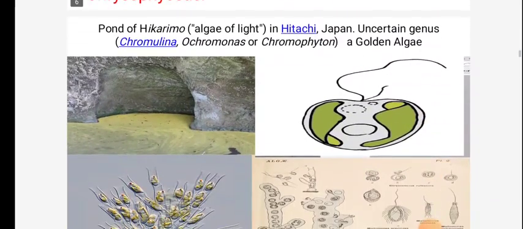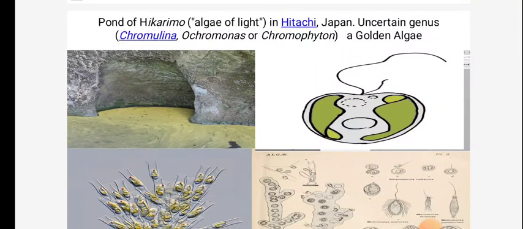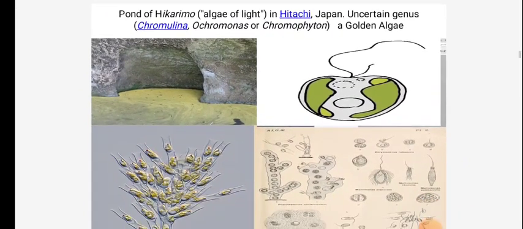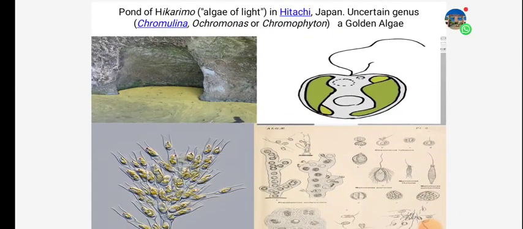Some pond members are there. Hibberdia, algae of the light, is given by the Japanese scientist Hitachi. It is an uncertain genus of Chromulina. Then Ochromonas or Chromophyton is commonly called a golden algae. You see just how is the habitat of this. Chromulina is there, and it is very interesting.